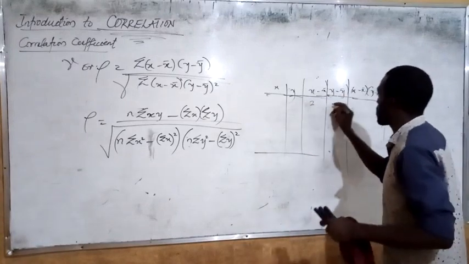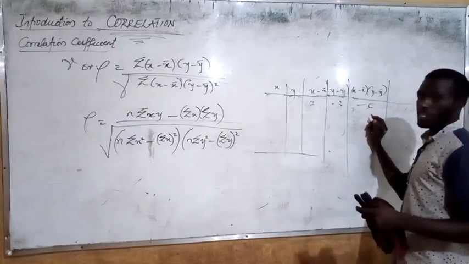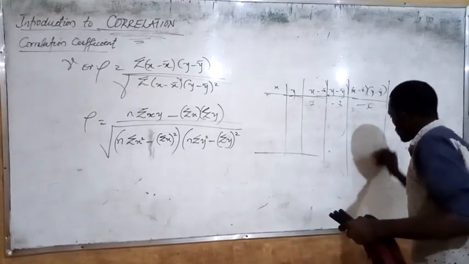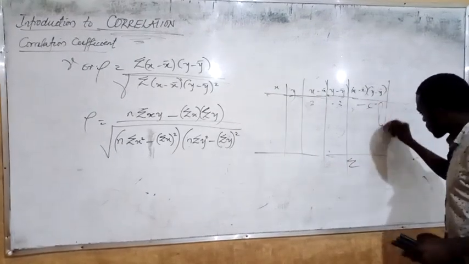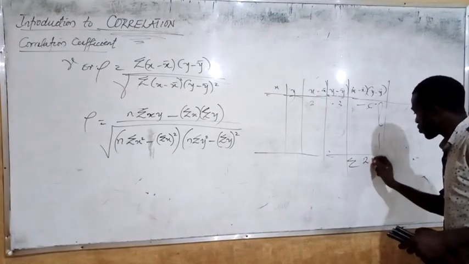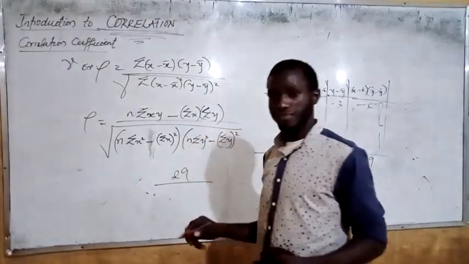Let's say you got 2 here and minus 3 here. You multiply that, you get minus 6. Do you understand? So you now take the summation. It is the summation that you take here. When you add every value here, the answer you get, let's say you got 29, is what you plug in here, 29, over.